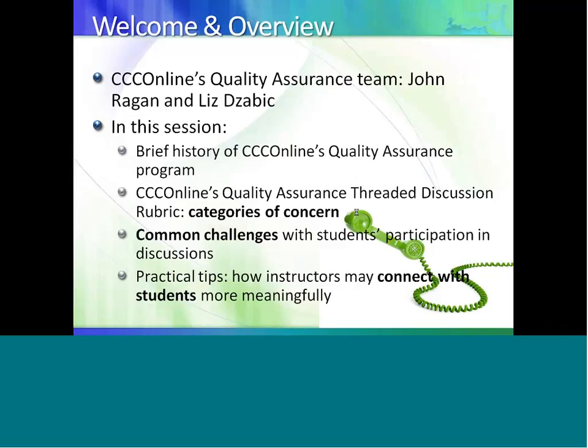In this presentation we'll be briefly going over our QA program, and we'll be talking about specifically some of the categories of concern with our rubric. This presentation does assume that you have some familiarity with the rubric. Even if you're not familiar with it, no worries, we will be talking about that rubric, and we'll be really zeroing in on a few categories that instructors and chairs frequently have concerns with, and also those categories that I think present the most challenges when you are teaching your classes, when you're engaging in discussions with students. Then we'll also talk about common challenges with participation of students in discussions, and we'll also be sharing some practical tips. And we'd like to certainly hear from you anytime along the way.